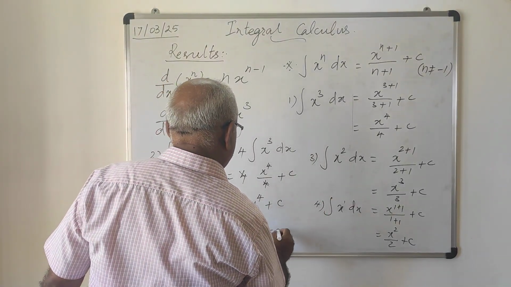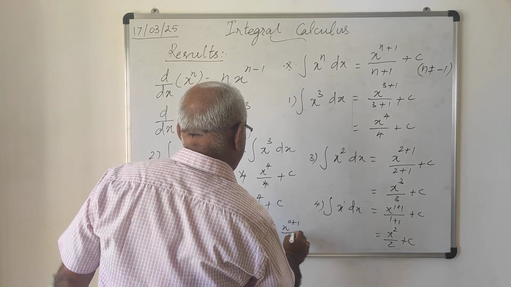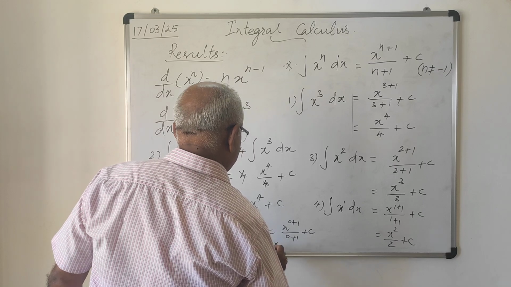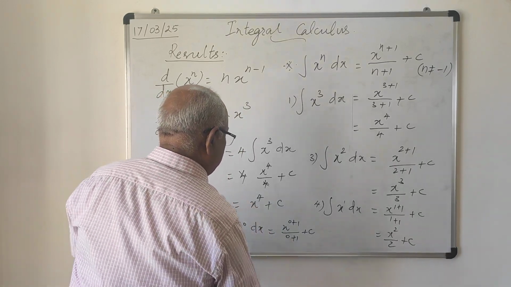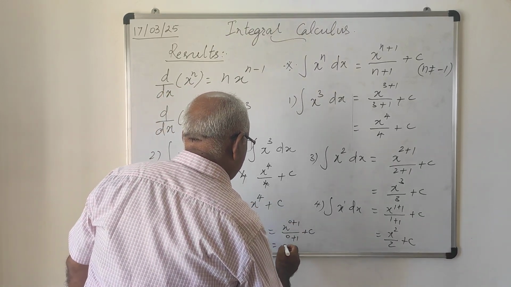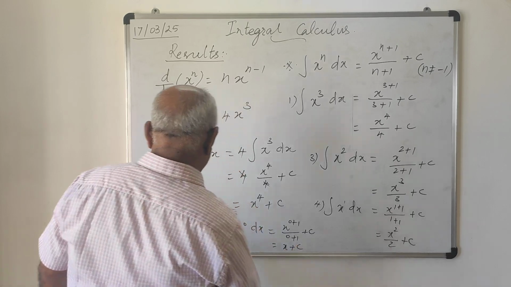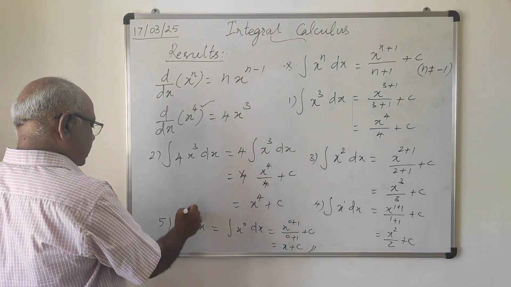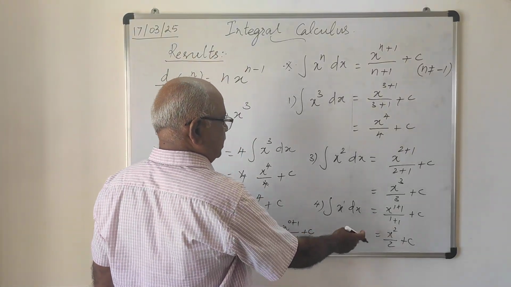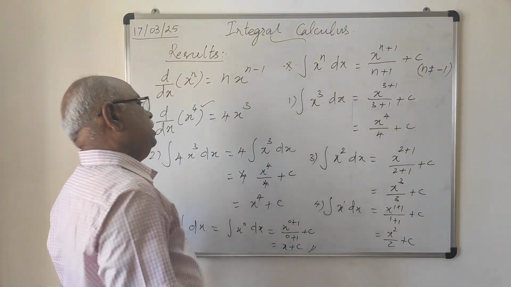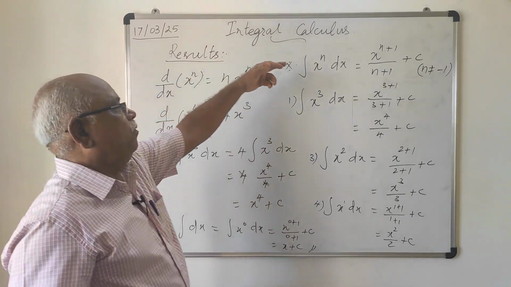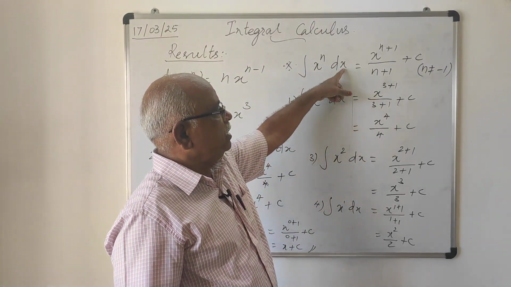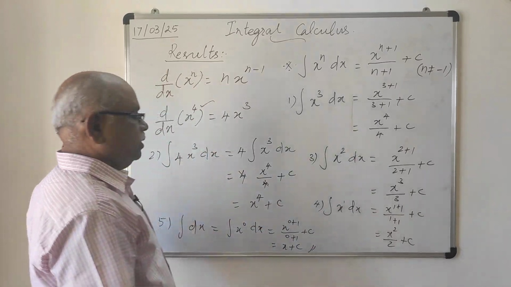As usual, your result is x power 0 plus 1 by 0 plus 1 plus c. X power 0 plus 1 is x, so x power 1 by 1 is x plus c. So integral dx is x plus c. Integral x dx is x squared by 2, and so on. Like that, the result for x power n dx is established. By using this result, we are solving these problems.